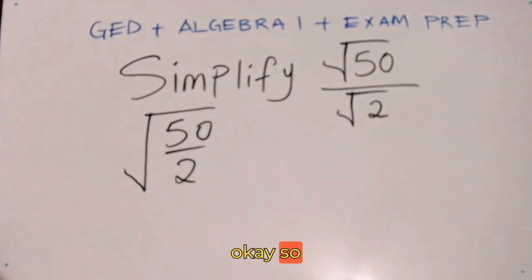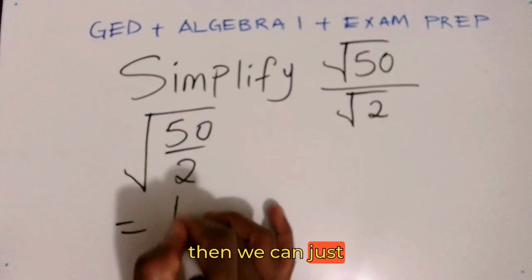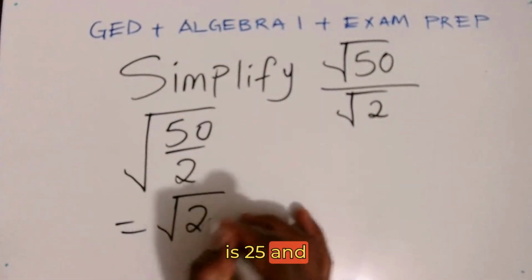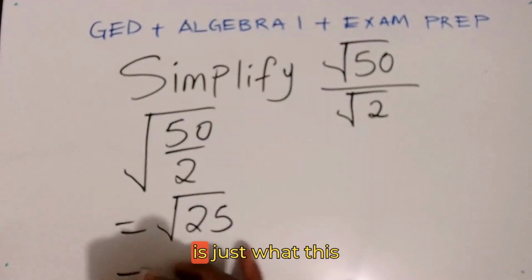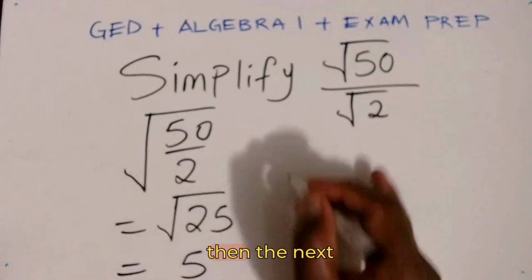Okay, so I put everybody under the square root, and then we can just divide, 50 divided by 2, which is 25, and this is just what? This is just 5. Okay, that is the first method.